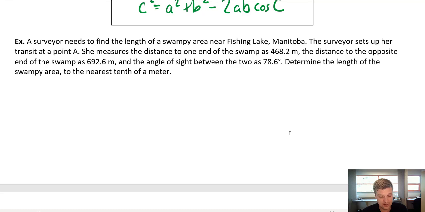So we've got a problem here. A surveyor needs to find the length of a swampy area near a fishing lake, Manitoba. Okay, sounds likely. The surveyor sets up her transit at point A and then measures the distance to one end of the swamp as 468.2 meters and the distance to the opposite end of the swamp as 692.6 meters. Very precise, apparently. And the angle of sight between them is 78.6 degrees. Determine the length of the swampy area.